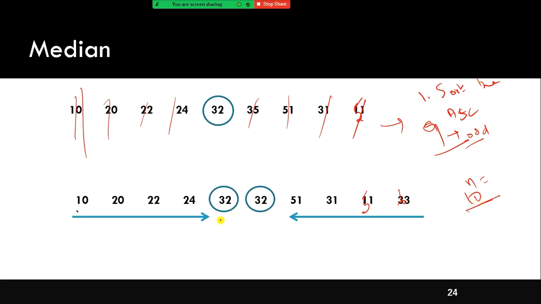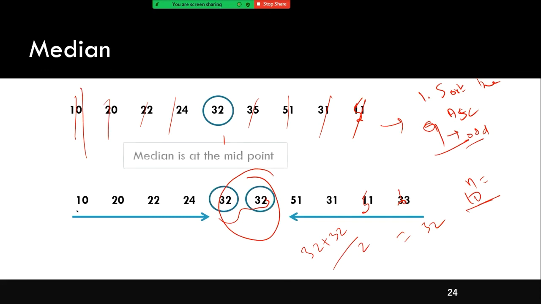Hence in this case there are two middle values. In the odd case, we have only one middle value, so it's pretty easy to find the median. But here we have two middle values, so you need to add these two values, 32 plus 32, divided by 2, which is nothing but 32. This is how you find the median. This is the one we studied during school time.